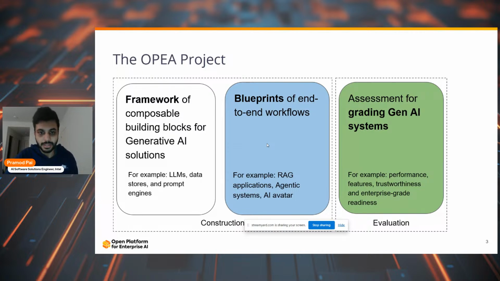In the middle, you have the blueprints. These are end-to-end workflows. These blueprints are predefined, for example, the RAG pipeline that we will see in the demo later. And finally, the assessment for grading GenAI systems. This component focuses on evaluation. It provides tools to assess GenAI systems across a range of criteria. That includes performance, feature richness, trustworthiness, and together all of these form a comprehensive ecosystem for both constructing and evaluating GenAI solutions.